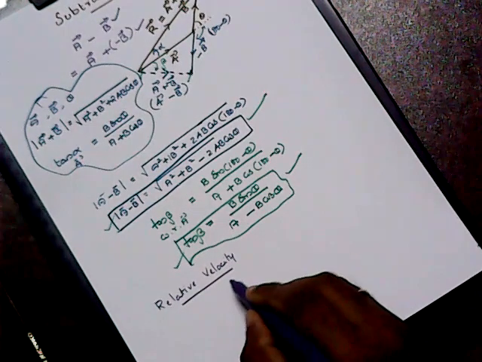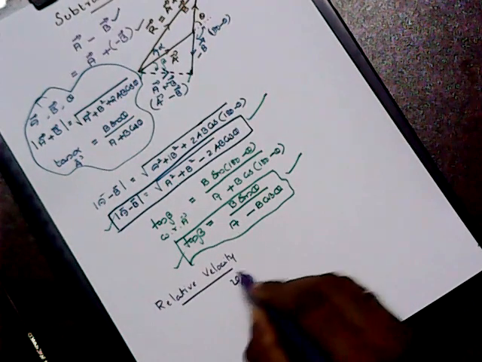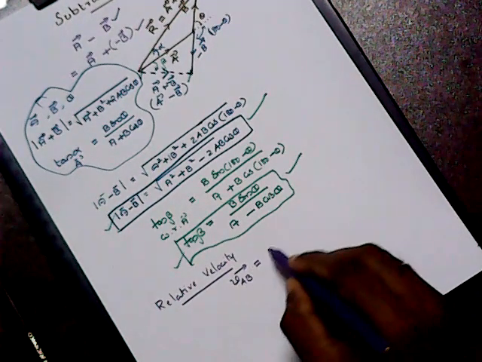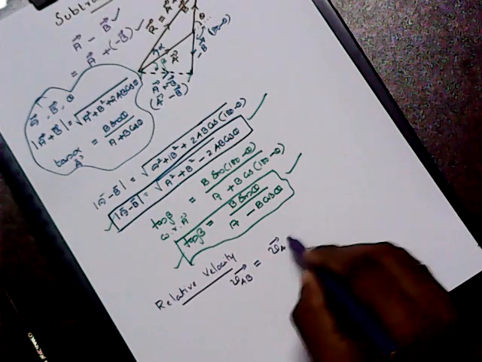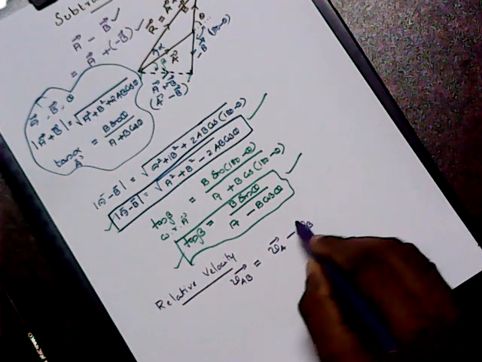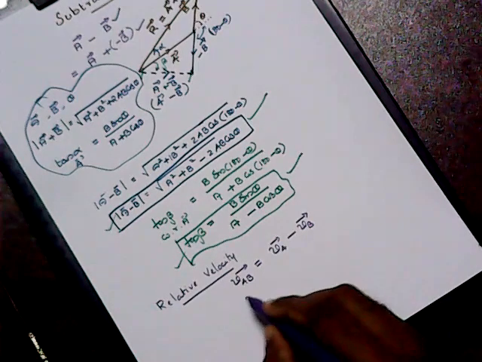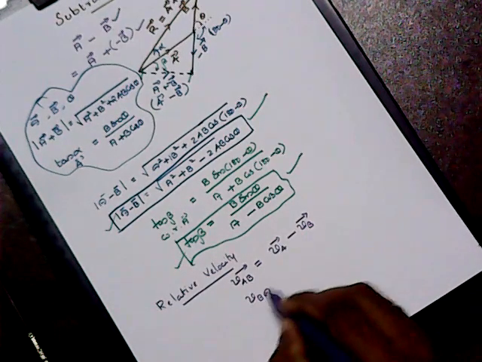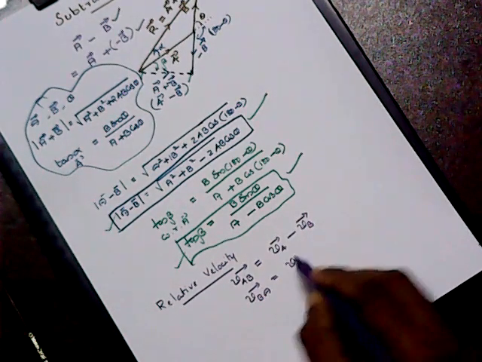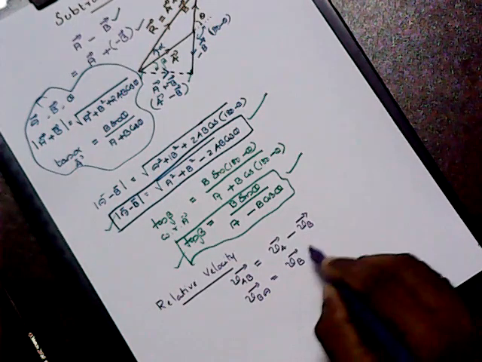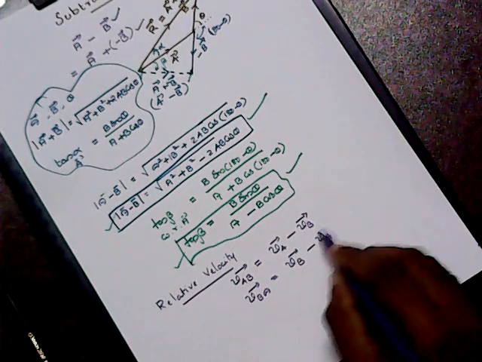We know the velocity of A with respect to B we can define to be equal to the velocity of A minus the velocity of B. Very important concept. Similarly, the velocity of B with respect to A is nothing but equal to the velocity of B minus velocity of A.